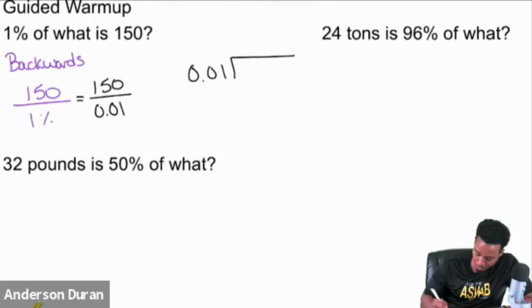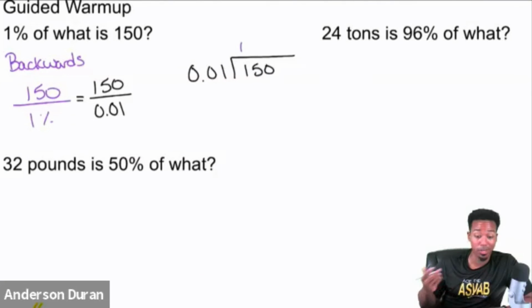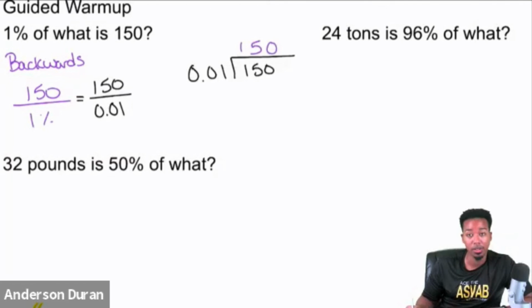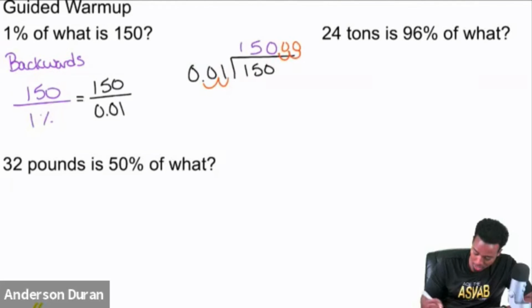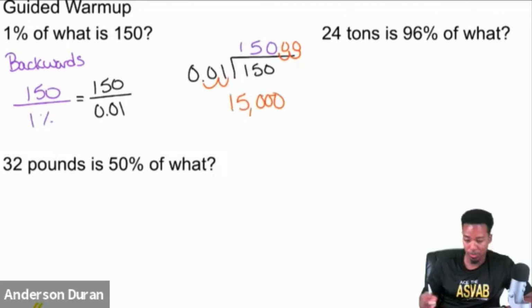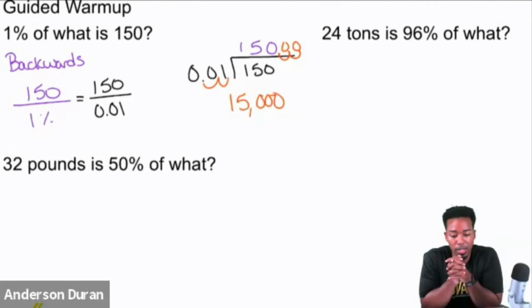And so from there, what we're going to do is do our thing. 0.01 divided into 150. Everybody, how many times does 1 go into 1? Well, once. How many times does 1 go into 5? 5. How many times does 1 go into 0? 0. And we're done. But the fact of the matter is, we have to move that decimal place over once, twice. Once, twice. So the answer would end up being 15,000. That's what the answer would end up being.